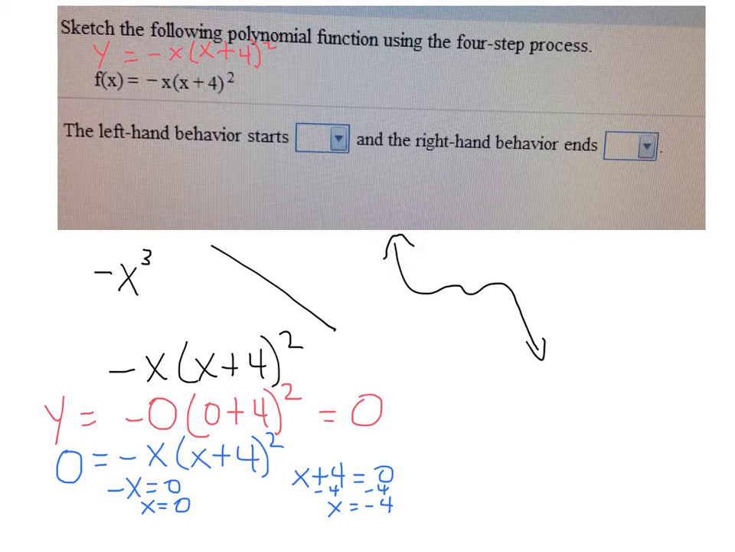How many times does it show up? How many of those do you have? And then the one that's furthest to the right on your x-axis would be the x equals 0, and that one only shows up once, so it's got a multiplicity of 1. Multiplicity of 2, multiplicity of 1.